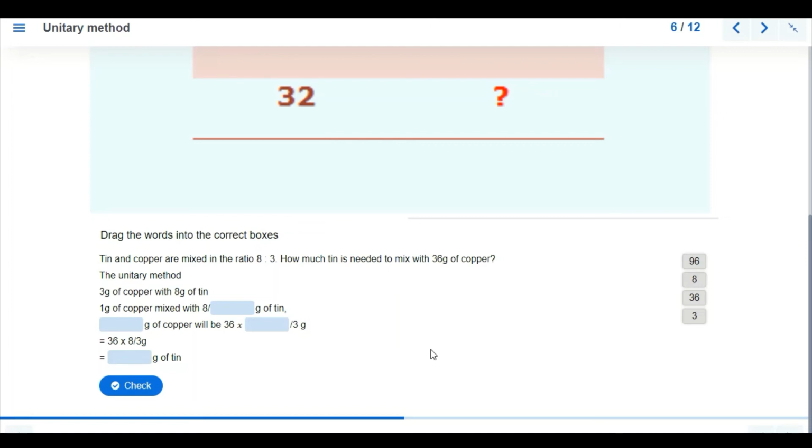Tin and copper are mixed in the ratio 8:3. How much tin is needed when we have 36 grams of copper?